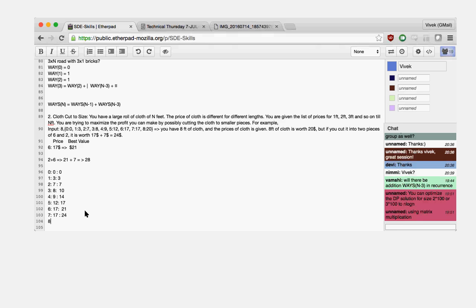For 8, the price is 20. 7 and 1 is 27. 6 and 2 is 28. 5 and 3 is 27. 4 and 4 is 28. Okay? So obviously 8 is 28. That's how it works.